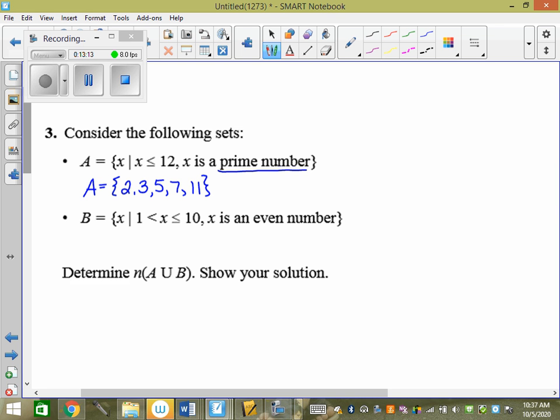Yep. Wow, why did you go to 12? It says less than or equal. 12 is not a prime number. No, what's that 12 for? For you to decide, to figure out if it's a prime number or not. Oh. That's how they're testing you.